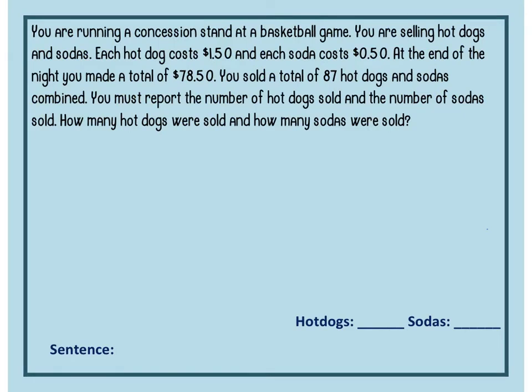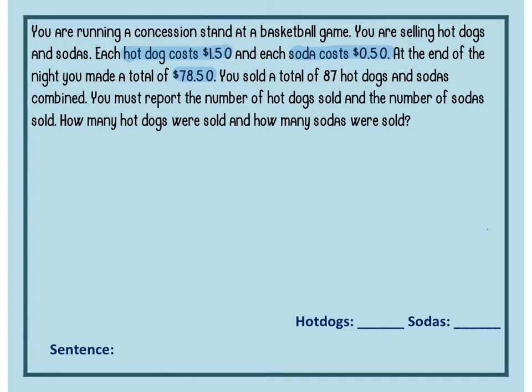Okay. You are running a concession stand at a basketball game. You're selling hot dogs and sodas. Each hot dog costs $1.50 and each soda costs 50 cents. At the end of the night, you made a total of $78.50. You sold a total of 87 hot dogs and sodas combined. So we're basically trying to figure out how many hot dogs and how many sodas. So first step is to highlight important information. Hot dog costs $1.50, soda costs 50 cents, and you made this much money.